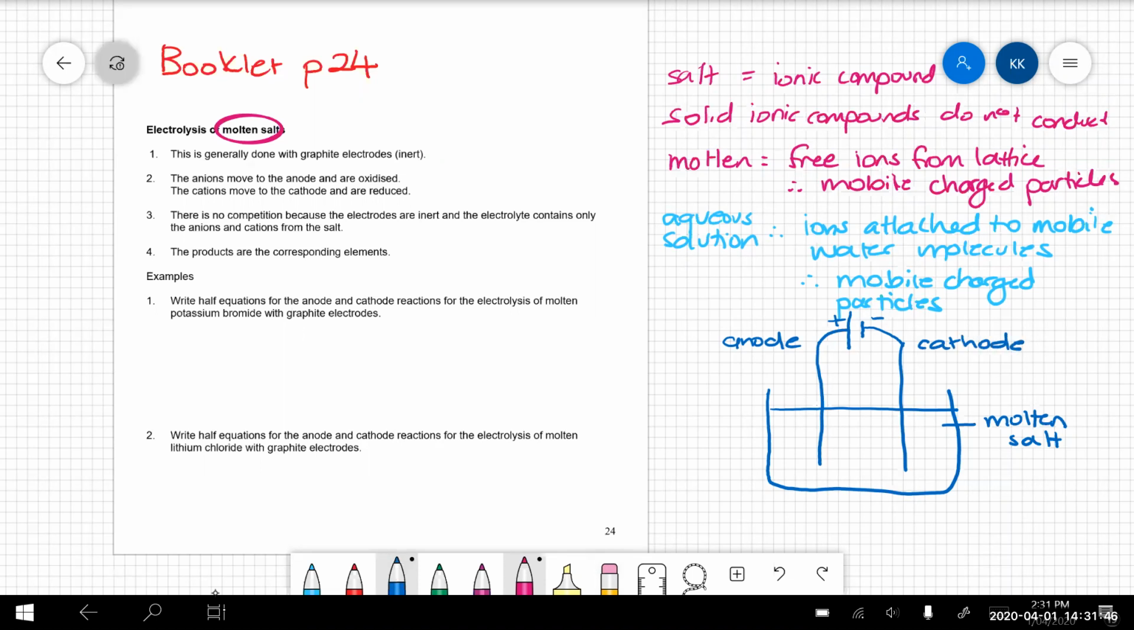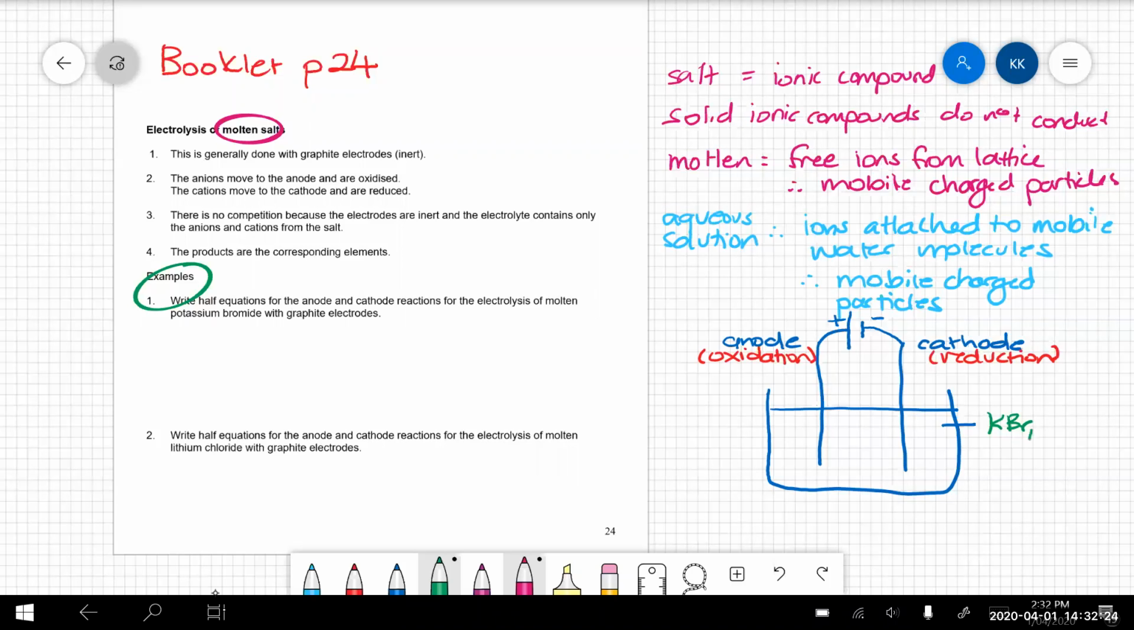So remember, anode, still oxidation. Red cat and ox still stands. And we have reduction at the cathode. Now, if we have a molten salt in there, let's give our molten salt a name. Okay, let's do our first example here. The first example over here is molten potassium bromide. So let's call this potassium bromide.